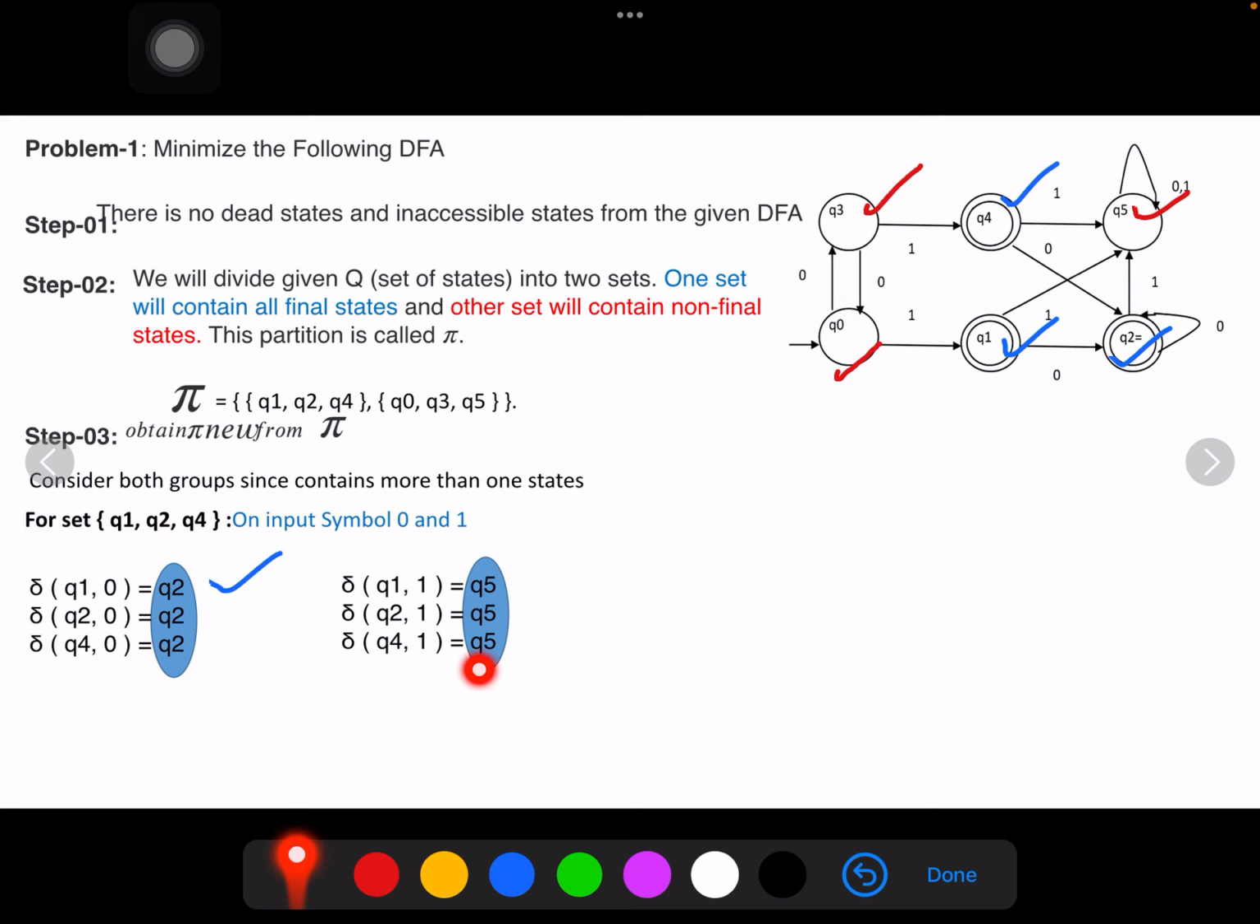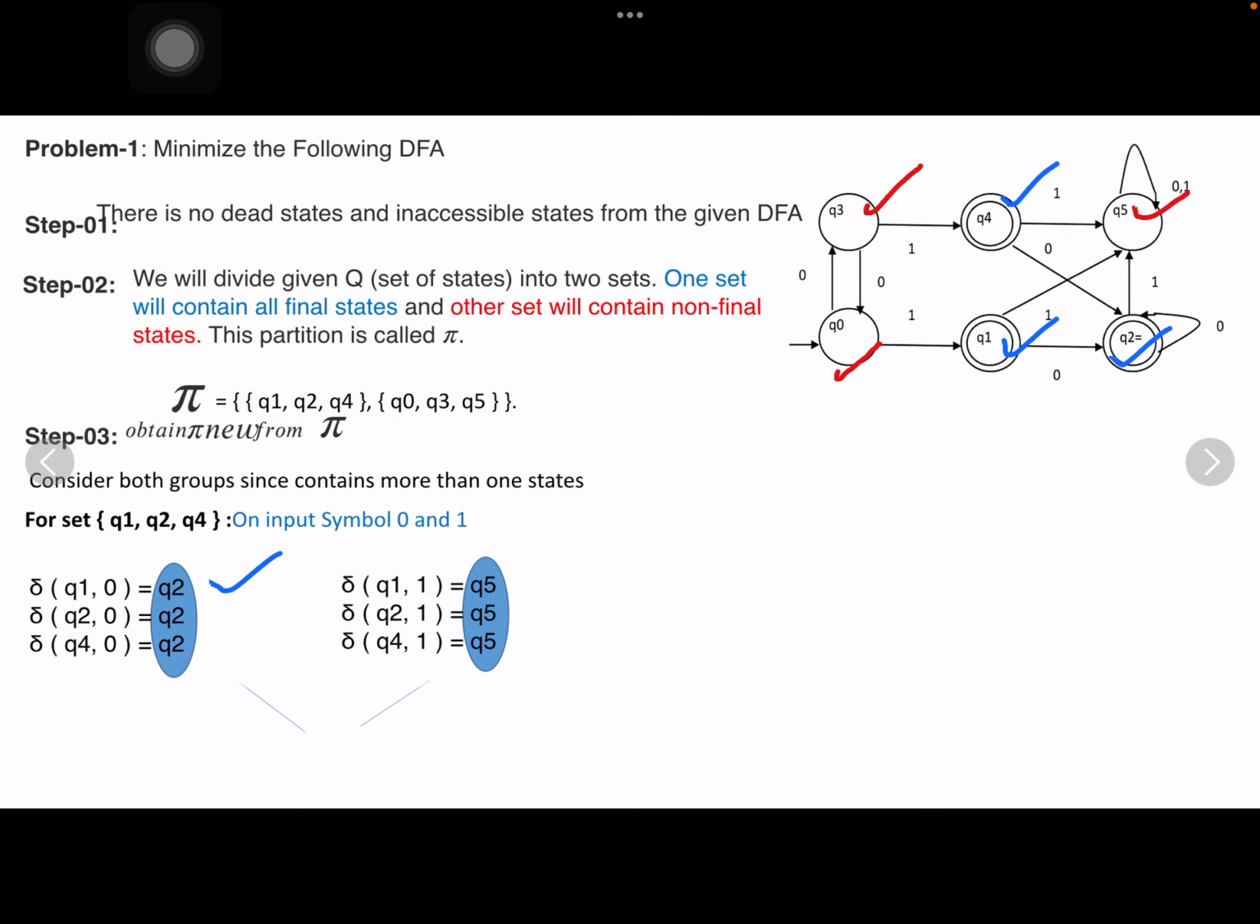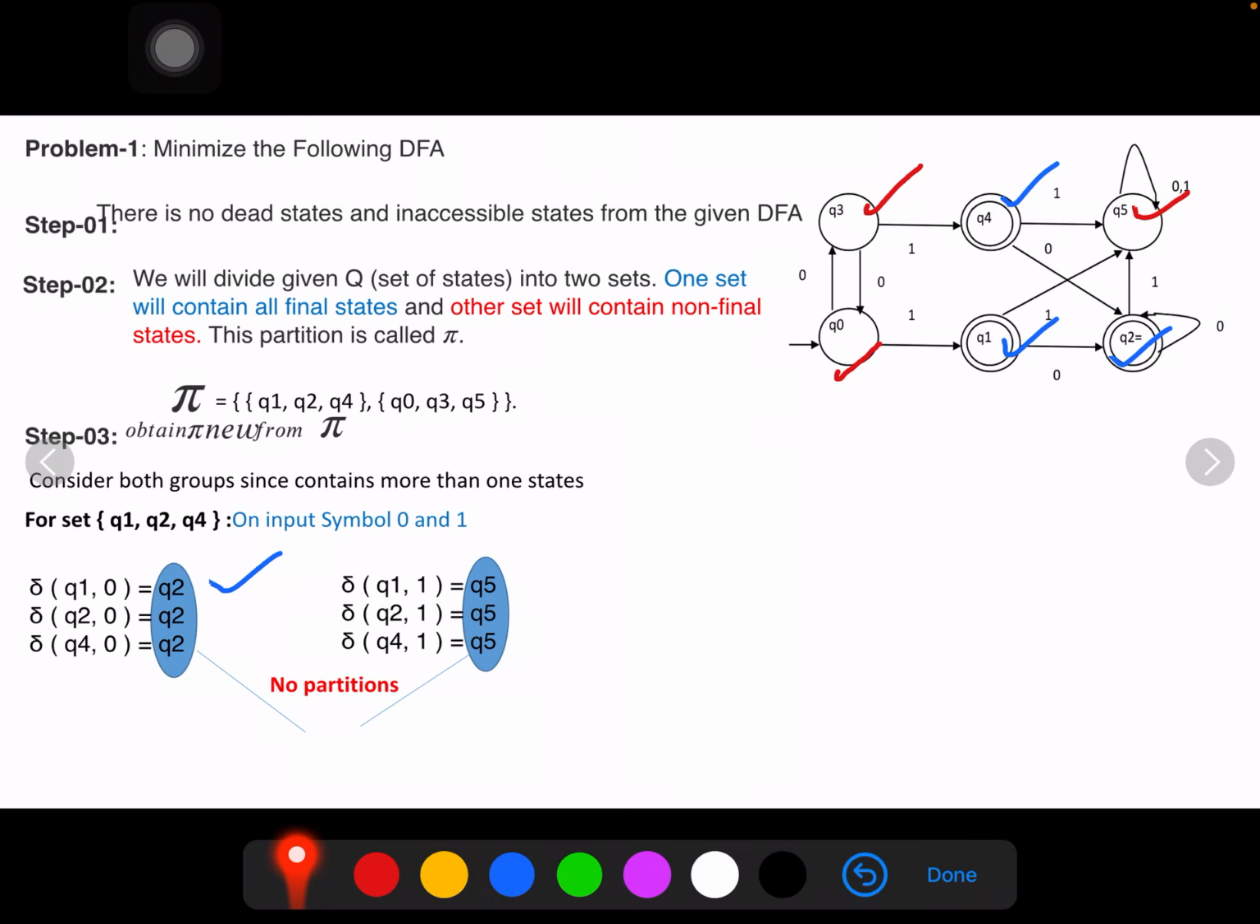Here you can also see the second group, Q5. The resulting states all belong to one specific group. Look at this second group: there is no partition. I have written here that there is no partition. Why not partition? The obtained resulting states are not distinguishable. All are the same, so it is not possible to distinguish.